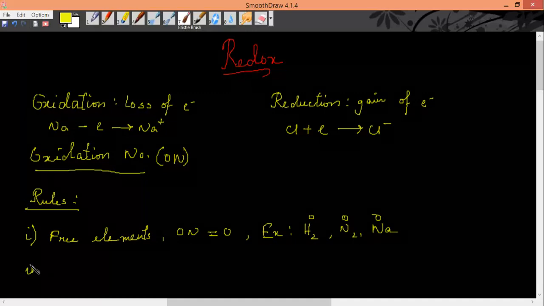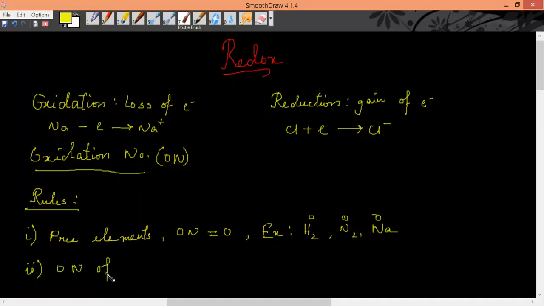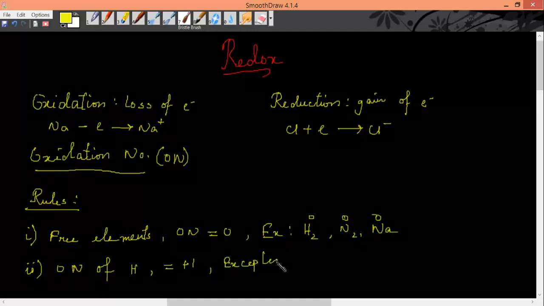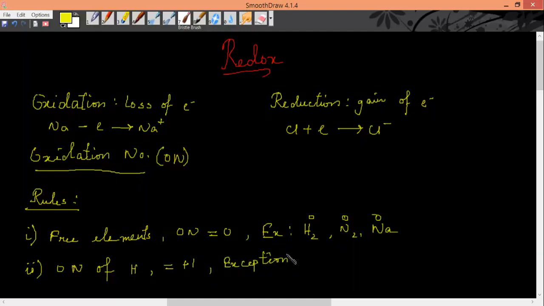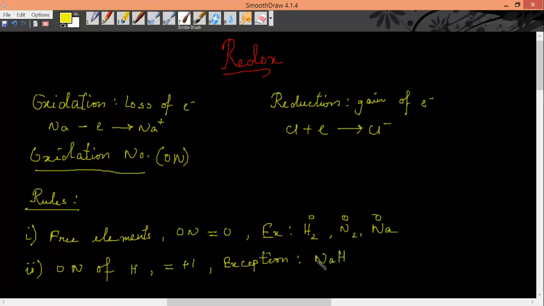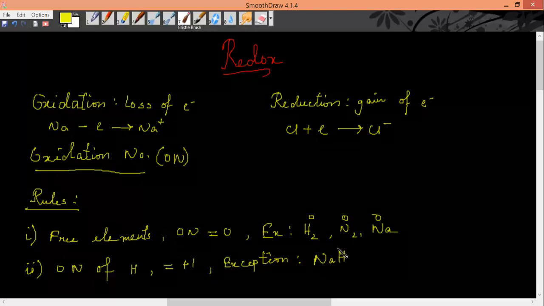Rule 2 is oxidation number of hydrogen in any compound equals plus 1. But there is an exception, which is metal hydride. For example, sodium hydride. Here oxidation number of hydrogen is minus 1.